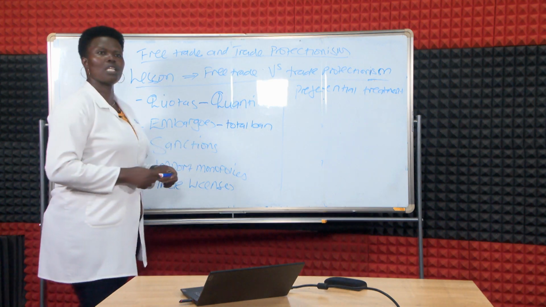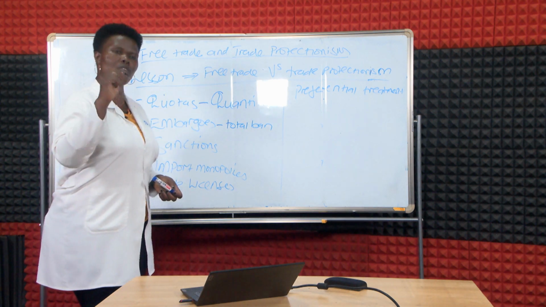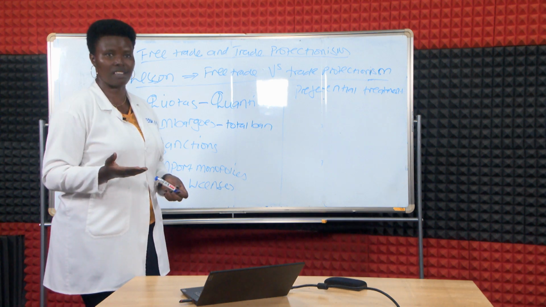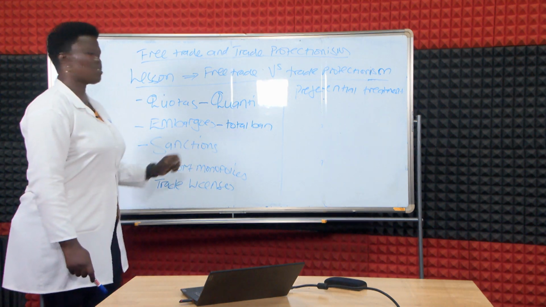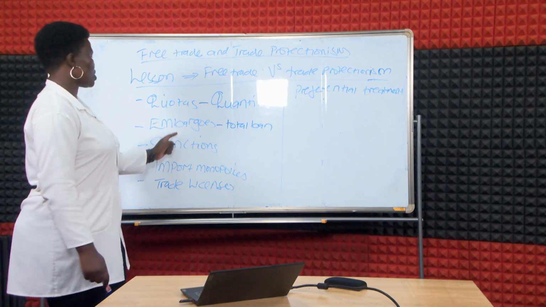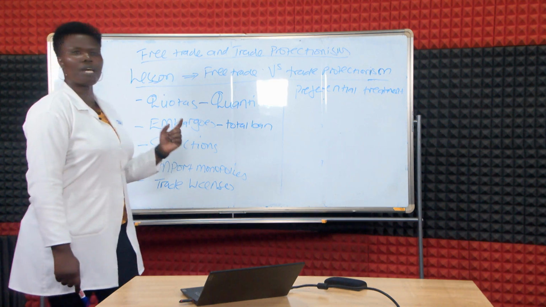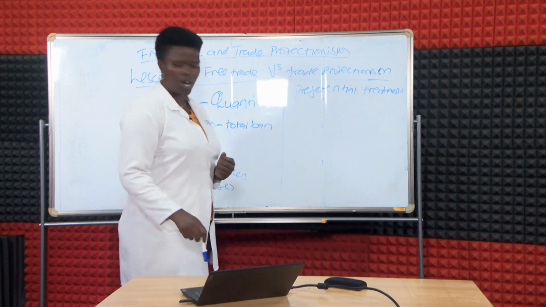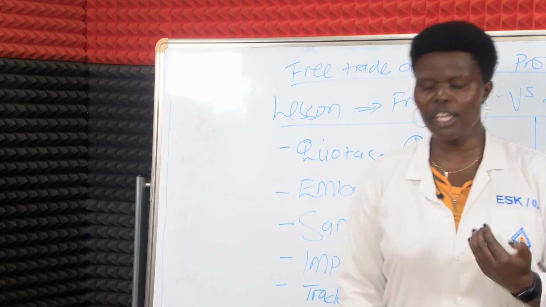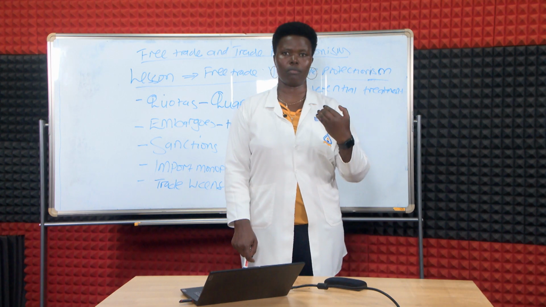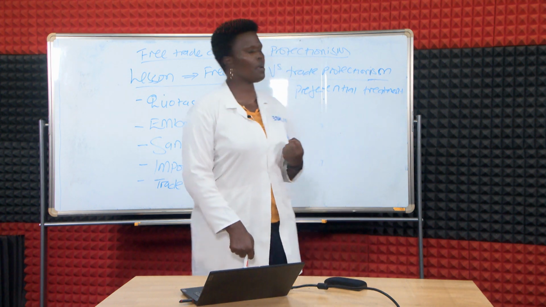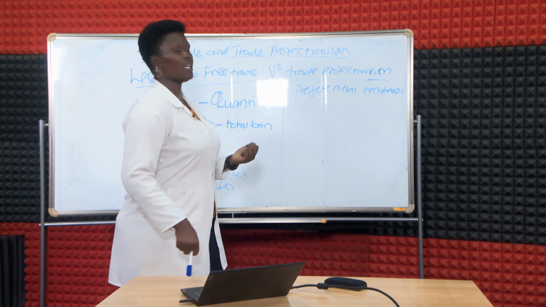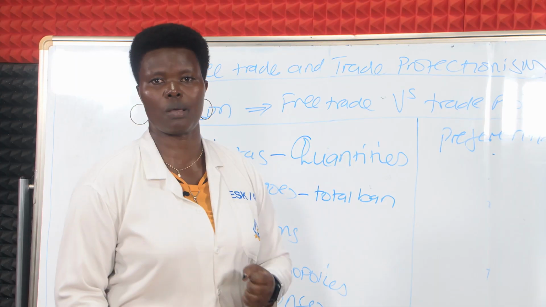An embargo is permanent. Once they say they don't want polythene papers or bags, then they are not needed in the country. That is a total ban. Now, when we talk of a sanction and an embargo, they are normally used interchangeably. What does this mean? They all limit the importation or production of a given commodity. But with the total ban, the embargo, it is permanent.